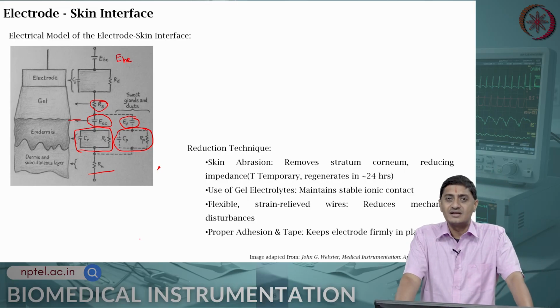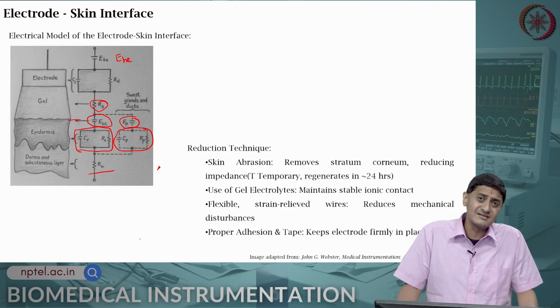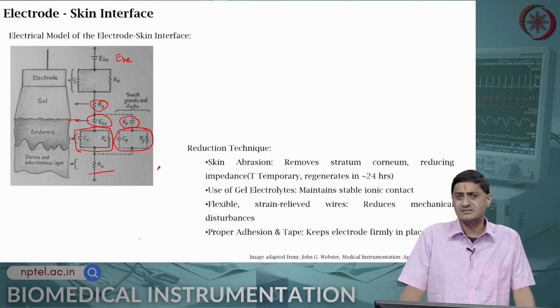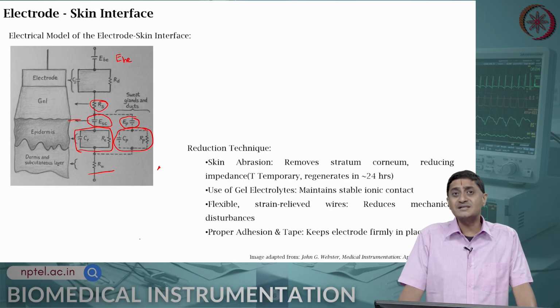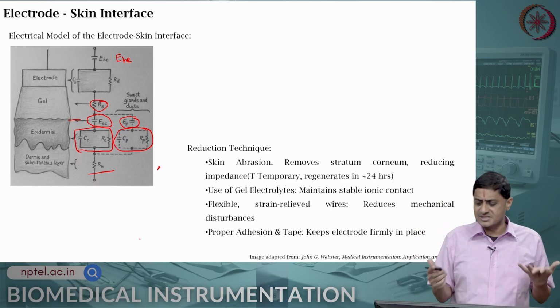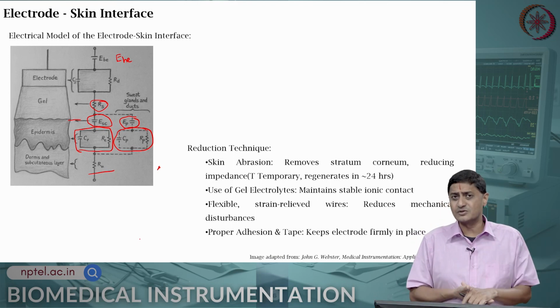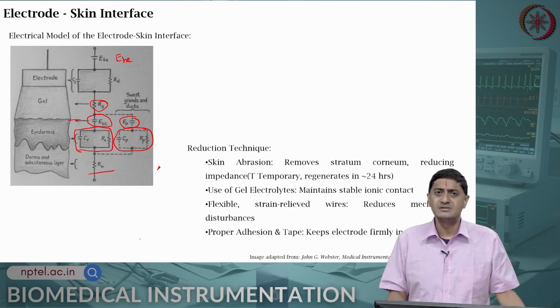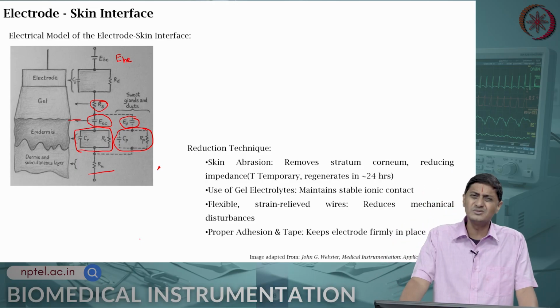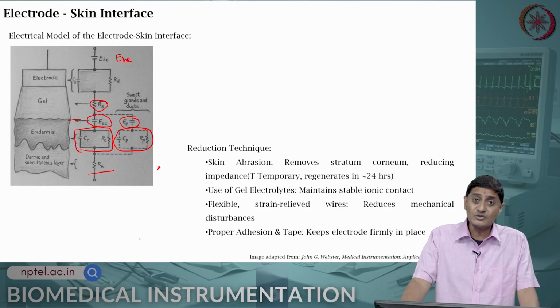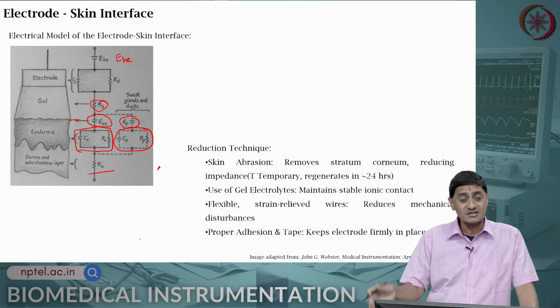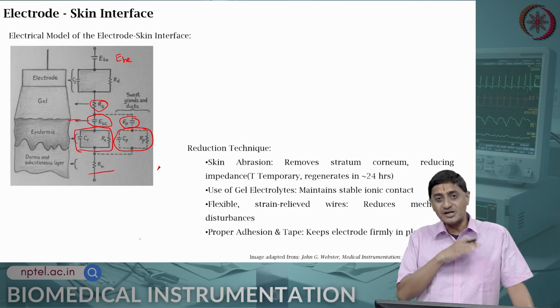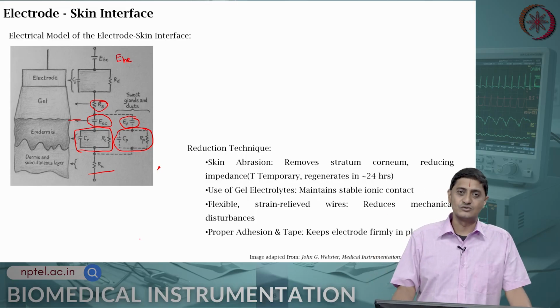And use gel electrolytes so that you can balance the impedance between the electrode and the skin. You use an electrode gel. This is a practical solution, except you assume that it provides stable ionic contact between the electrode and the skin. You assume that it is not going to dry forever, but that is not true. It starts drying after 4-5 hours, sometimes 6 hours. What is the solution? After 5-6 hours, you remove the gel, apply a new layer of gel and apply the electrode again. That is the solution practically.